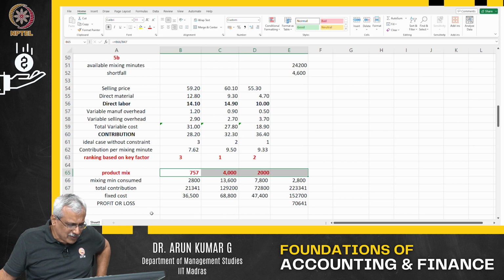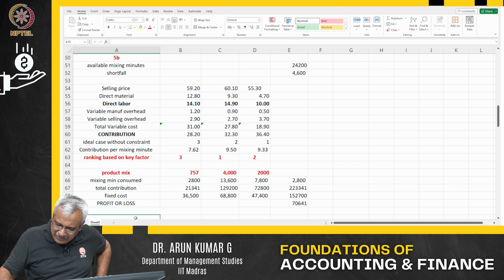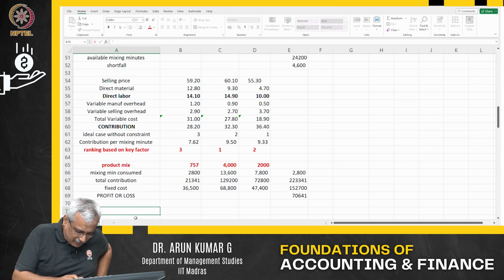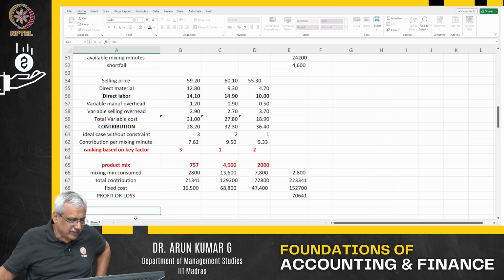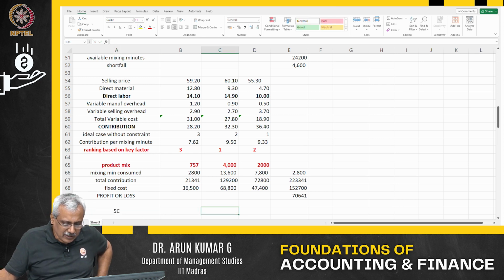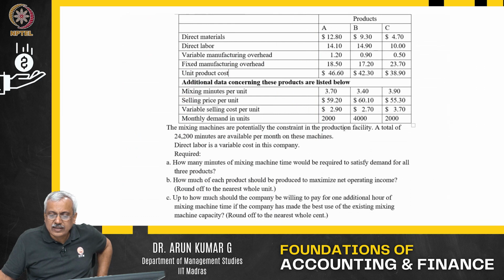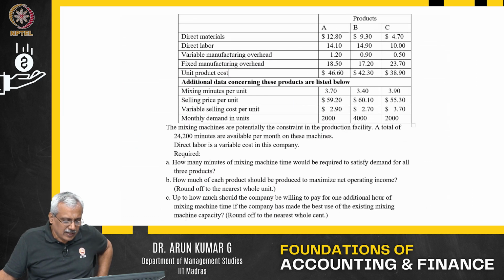Now, let me go back to the question and then talk about 5C. There is something called 5C out there. Let us look at the question. The question says, what is 5C? Up to how much would the company be willing to pay for one additional hour of mixing machine time if the company has made the best use of the existing mixing machine capacity?